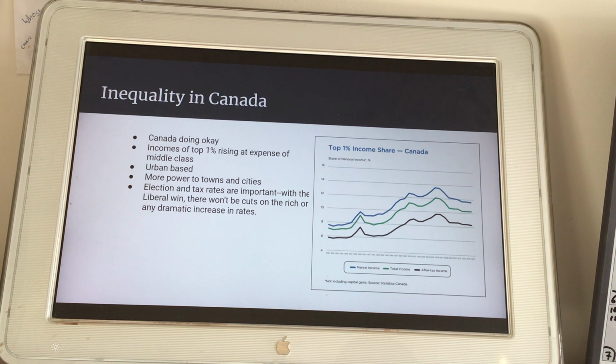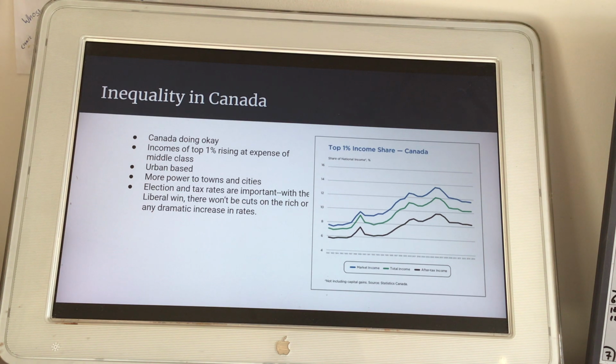Another thing important in Canada, of course, is tax policy. Higher tax rates on corporations and the rich would reduce inequality, and so would greater benefits for the poor. In the election, the Liberals won, so there won't be a dramatic increase of progressivity, but there won't be any big cuts to the top rates. So that's good. Things haven't changed much, and it'll probably trend upwards a little bit, but it's not a huge issue in Canada. And overall, it's just important to bear in mind that as the incomes of the top 1% increase, they increase at the expense of the middle class. It's not coming from nowhere. It's coming from the pockets of the middle class.